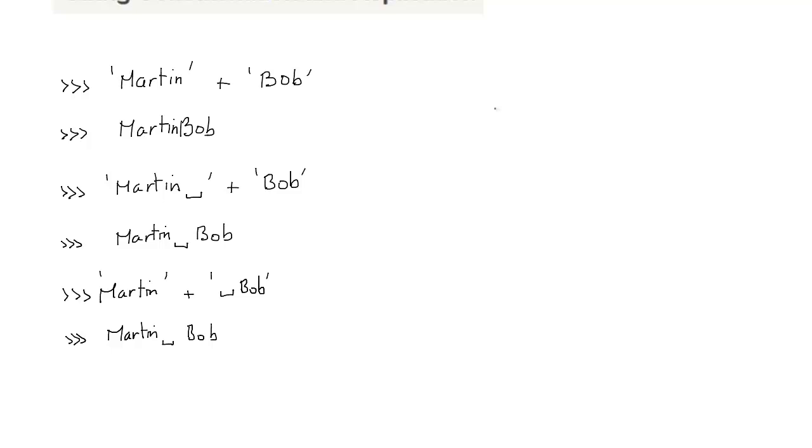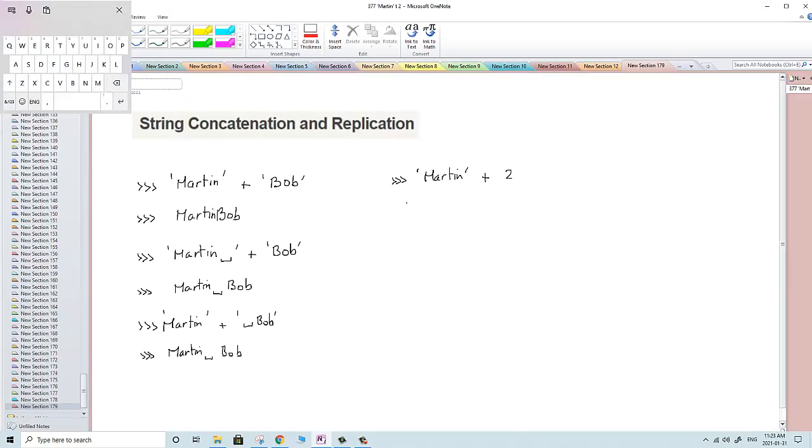Can I concatenate Martin with a number? Let's say I'm going to concatenate Martin and concatenate it with, let's say I have two Martins, Martin 1, Martin 2. Can I concatenate it with 2? For sure no. Why? Because I cannot concatenate a string with a number, which here we call an integer. I cannot concatenate two different types.